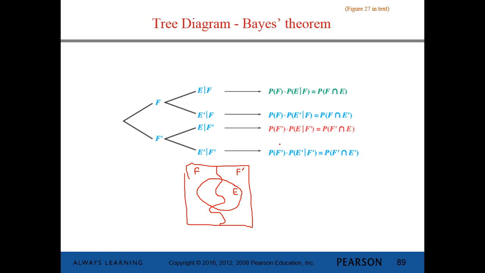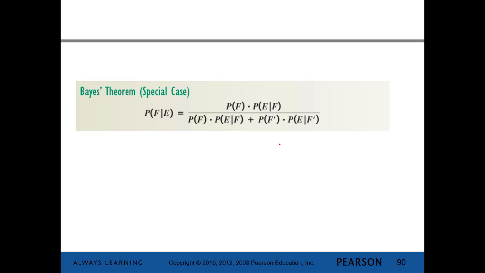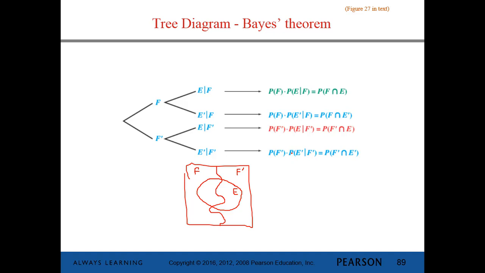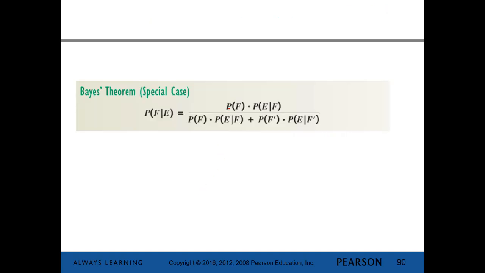Well, which one's that one? That's going to be this one right here, because I want the probability of E given F. Then I need the conditional probability over here, which is the probability of F times the probability of E given F. And then I want the probability of not F times the probability of E given not F. These two together will give me the bottom, and then I'm going to take this and put it in the numerator. Okay, so this is Bayes' theorem for this special case.